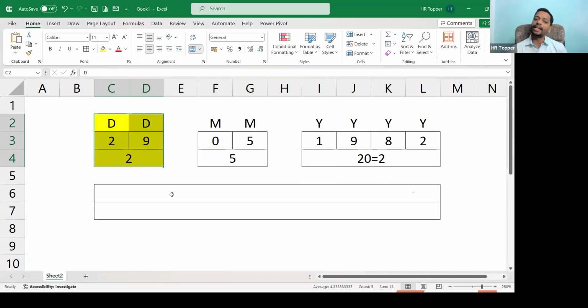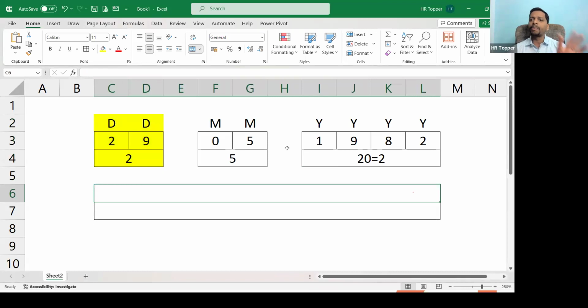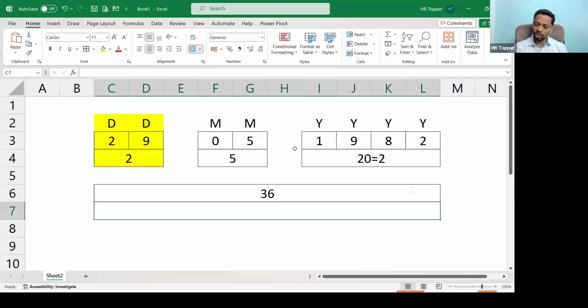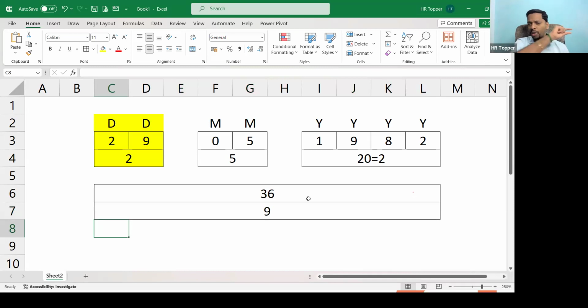Now let's calculate the entire number. How many people understood the first one, how to add your 3 parts, date, month, and year? Can I go ahead? Now let's add all the date of birth. So 2 plus 9 plus 0 plus 5 plus 1 plus 9 plus 8 plus 2 is equal to 36. 3 plus 6 is equal to 9. Understood? So add all your numbers.